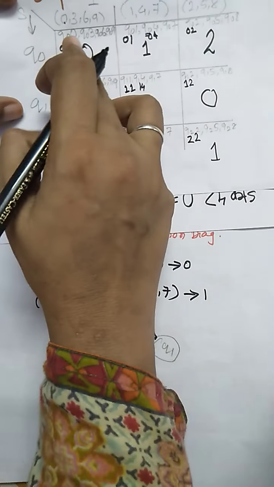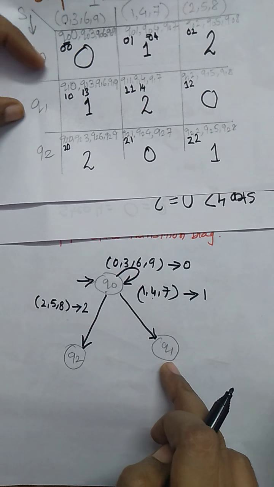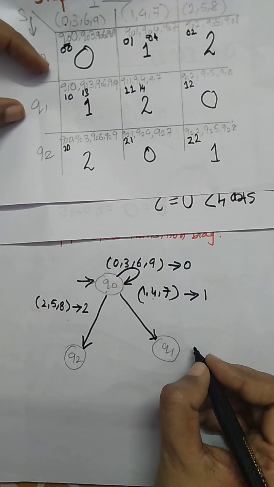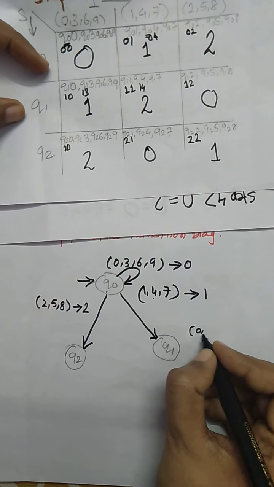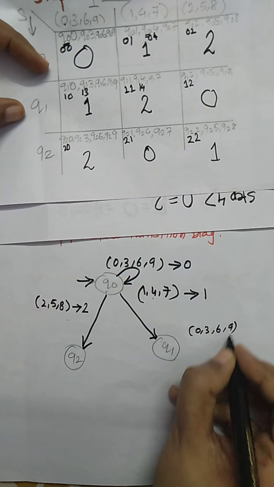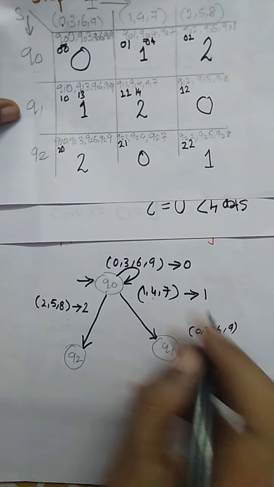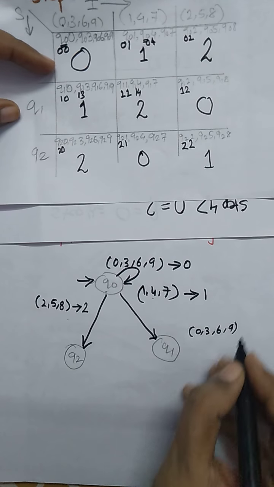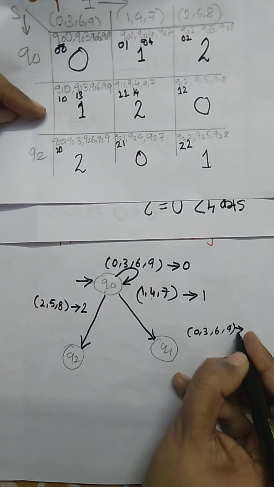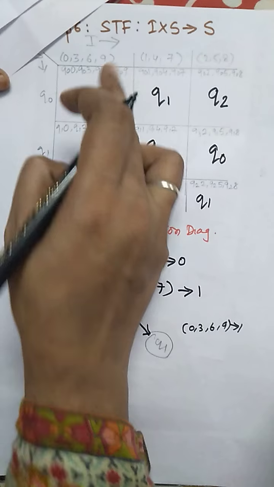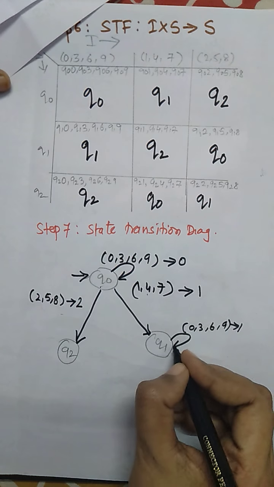Now Q1 with 0369. Here is Q1. One bit is not written, so we have to write the bit here: 0369. What kind of output? Q1 with 0369, output is 1. What is it going to? It is going to itself.